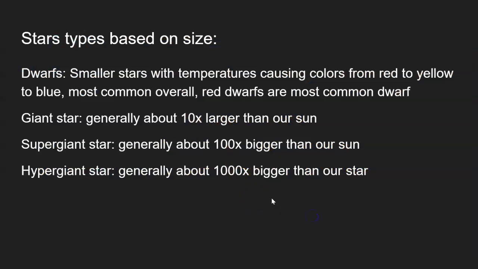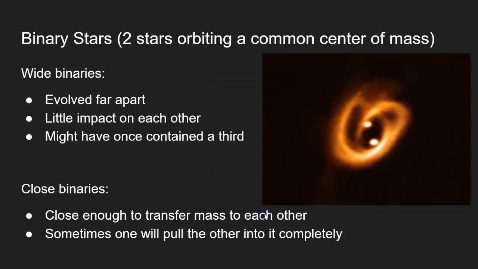So, star types based on size, you'll hear the term dwarf. That's a small star with temperatures ranging from red to yellow to blue. Most common are red dwarfs. That's actually the most common star there is, a red dwarf. A giant star is generally about 10 times larger than ours. A supergiant is usually about 100 times larger. And a hypergiant, these are a little bit more rare, are about 1,000 times larger. So hypergiants are the real big stars.